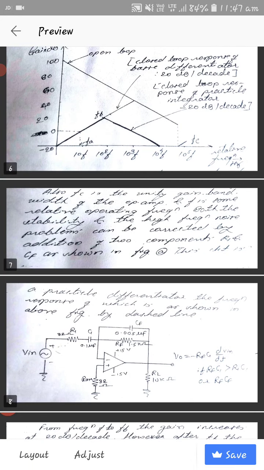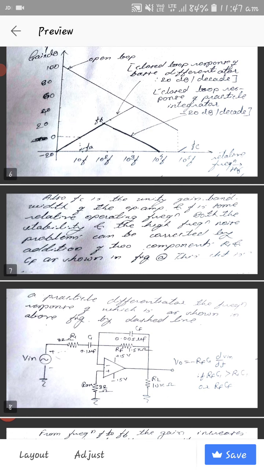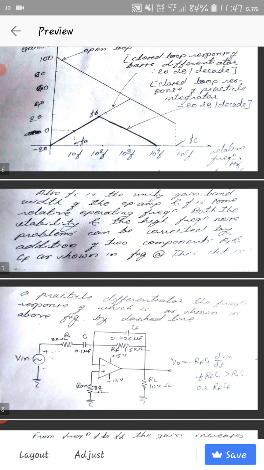The figure also gives three types of frequencies: FA, FB and FC. FA is the open loop frequency when the gain is 0 decibel. FB is the closed loop response of the basic differentiator, that means 20 dB per decade, and FC is the closed loop response of the practical integrator. FC is also the unity gain bandwidth of the operational amplifier, and F shows some relative operating frequencies.